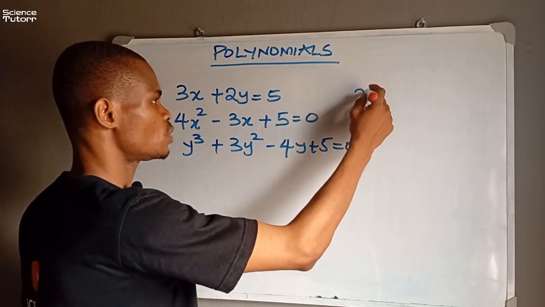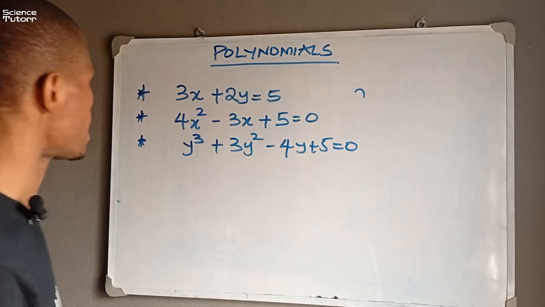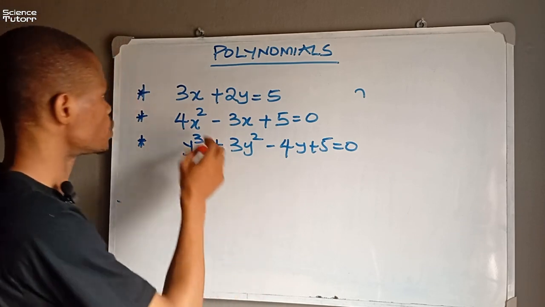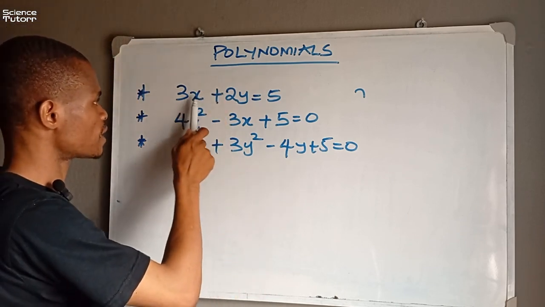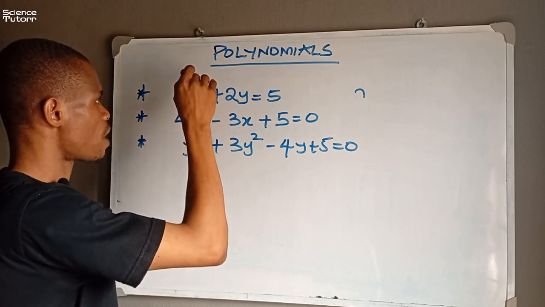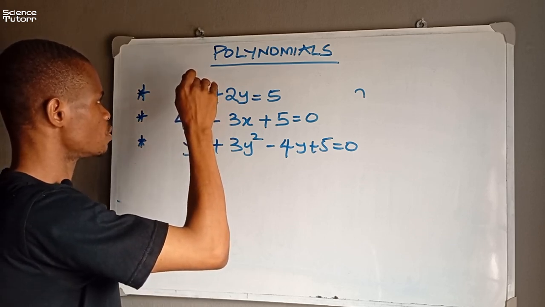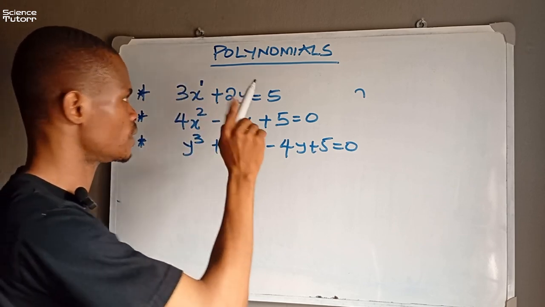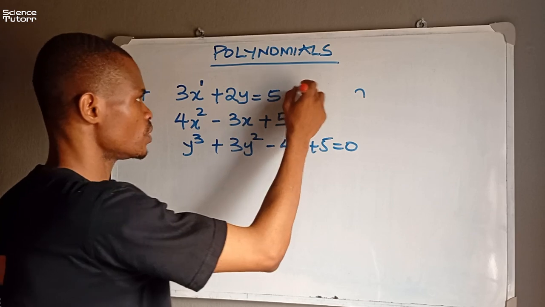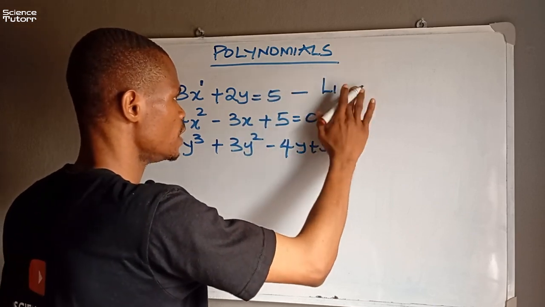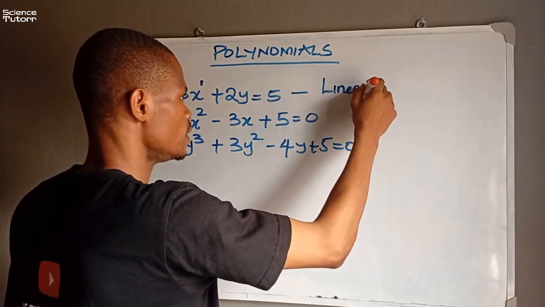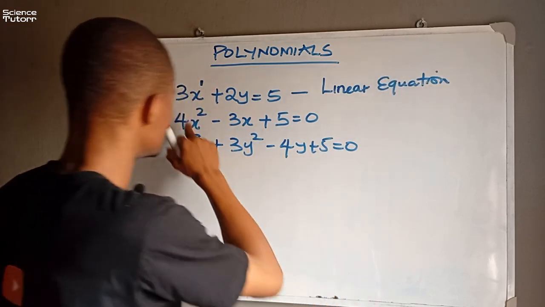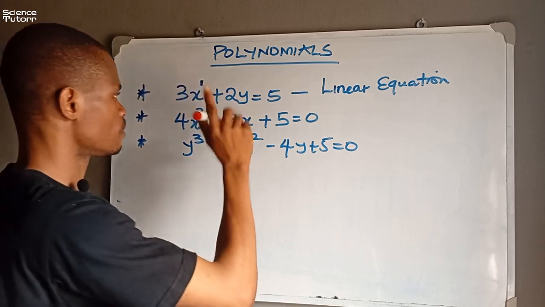Now, each of these we have on the board are known as equations. The coefficient of x here is 3, and the power to which x is raised is power 1. So the degree of this equation is the first degree. This kind of equation is what we call a linear equation, because the highest power of the unknown, which is x, is raised to power 1.